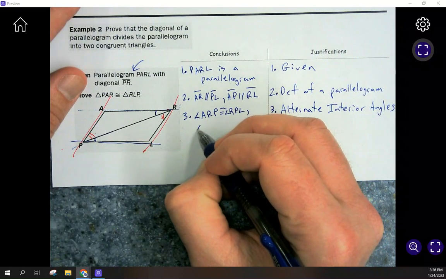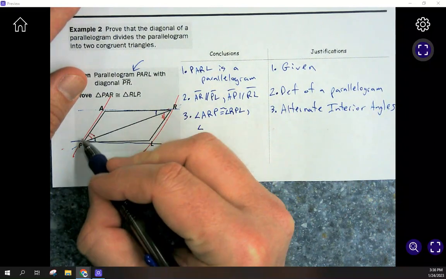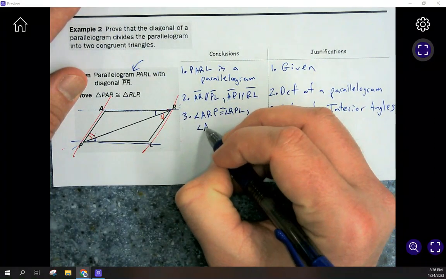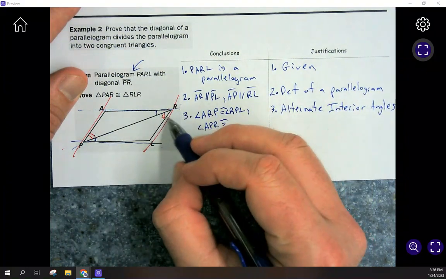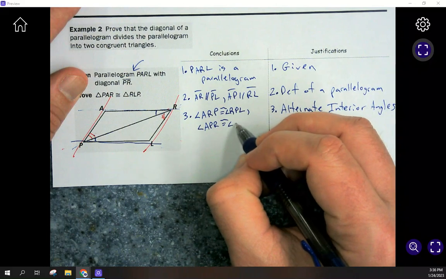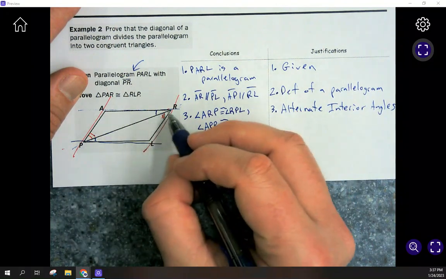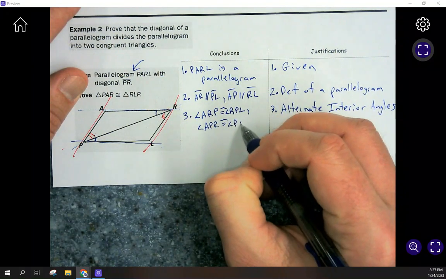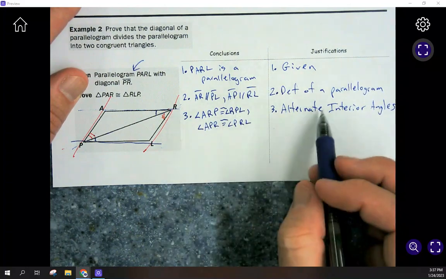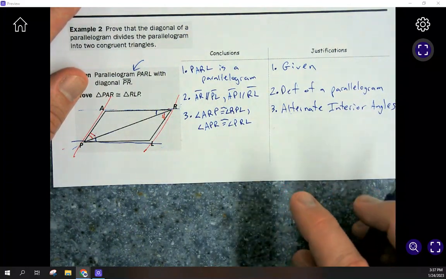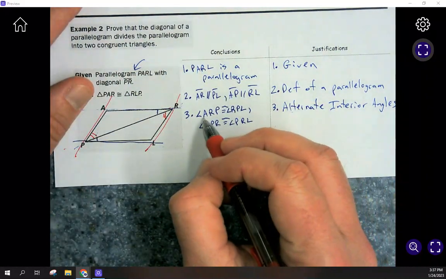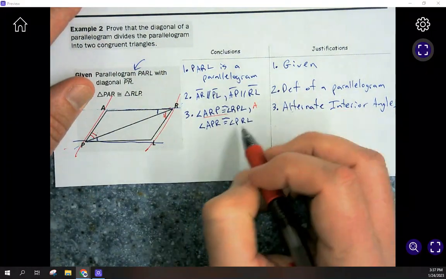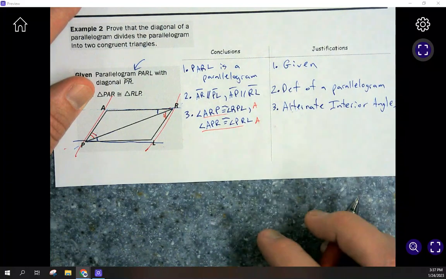So now I'm going to say that this angle here, APR, is congruent to this angle right here, angle PRL. And again, since it's on the same line, it's also alternate interior angles. Now look at what I've got. I've said that I've got a set of equal angles. I've got another set of equal angles.